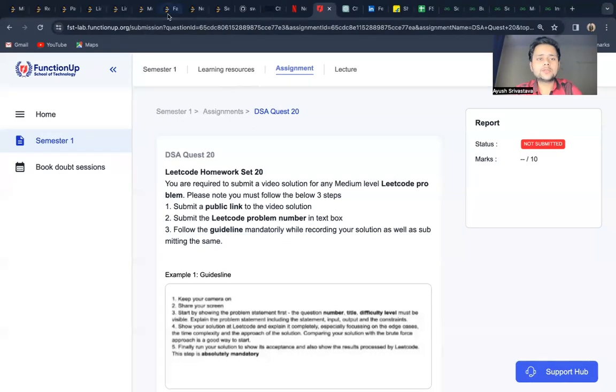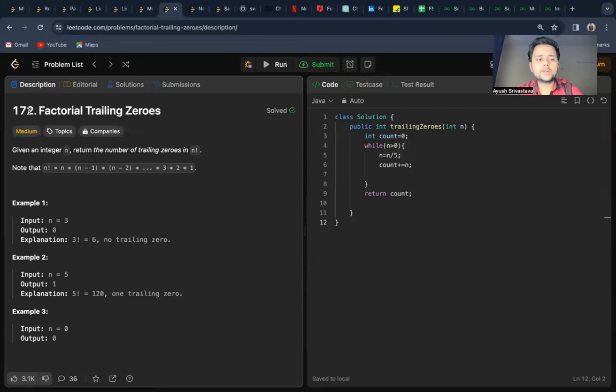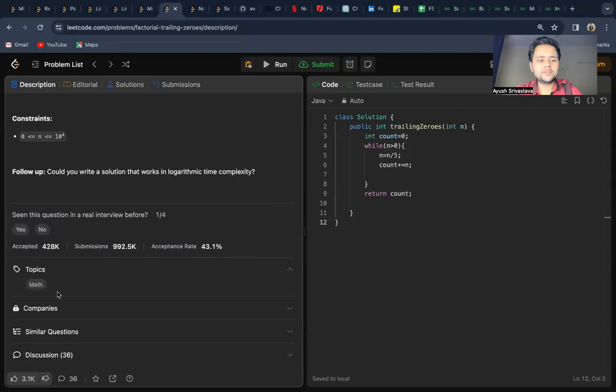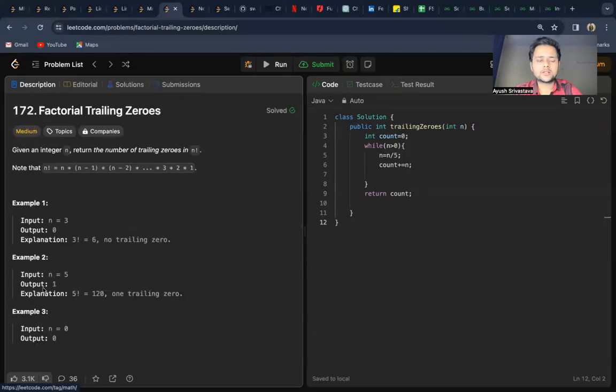So the problem that I have chosen today is problem number 172, that is Factorial Trailing Zeroes. It is a medium level problem, but I would say that it is quite easy to solve because if you look at the topic of this problem, it's completely maths. No data structure or algorithm has been used here. Only a simple data type like integer has been used. Pure math concepts have been used to solve this question.